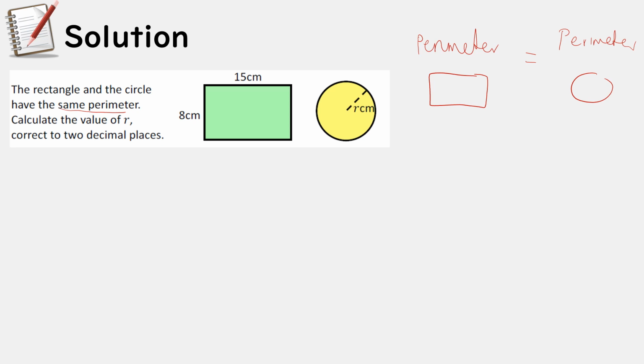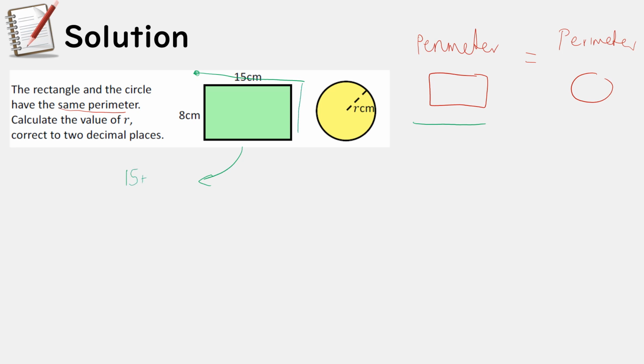Okay, let's do this bit separately. The first bit I'm going to do is this left-hand side. I'm going to do it in green. Okay, the perimeter of this rectangle. So remember, that's walking all the way around the outside. Let's say I started at this point here. I walked along this side. Well, that's going to be 15.